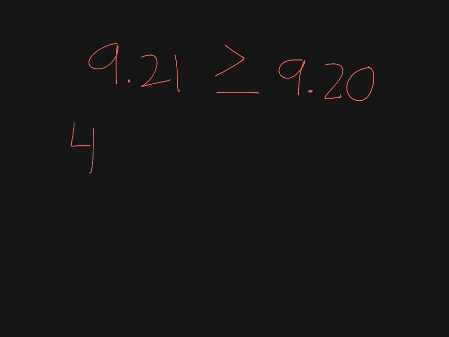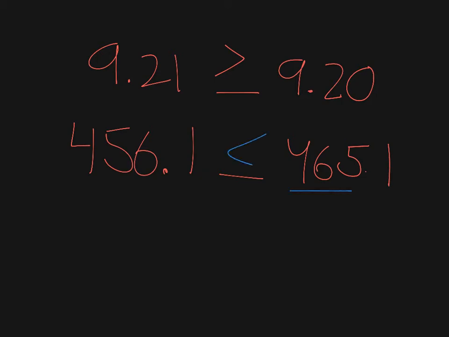Next one, let's go and do some inequalities. Here's 9.21 or 9 and 21 hundredths. And here's 9.2. If I wanted to, I could add a 0, and it doesn't change anything because 9.21 is still greater. Here's 456.1. Compare that to 465.1. Obviously, 465 is greater than 456.